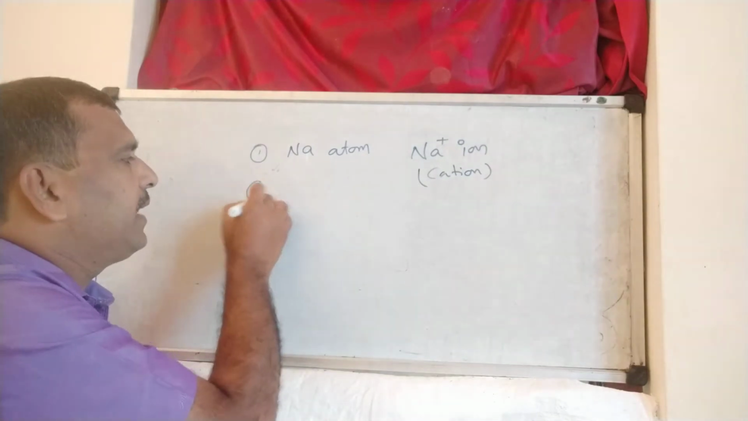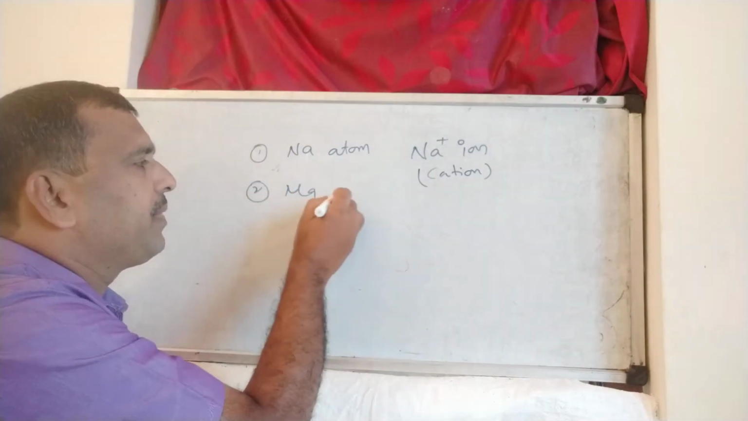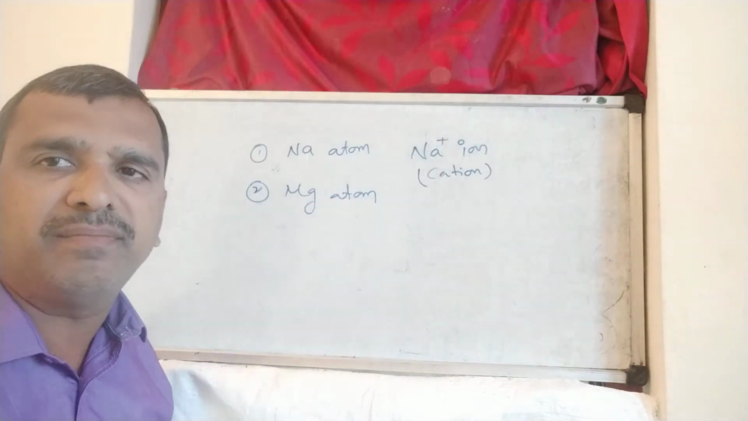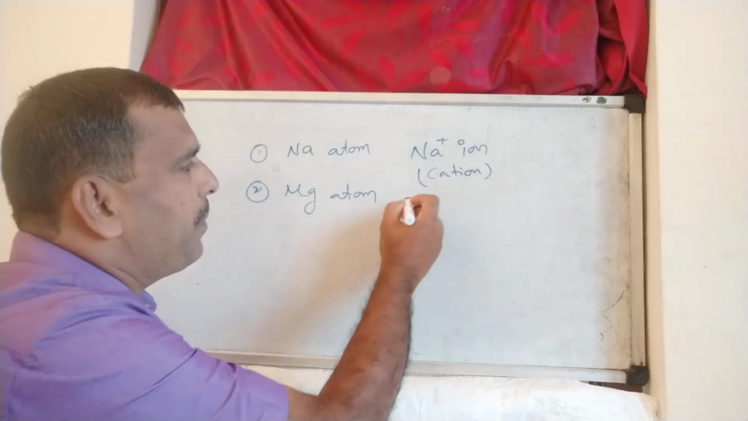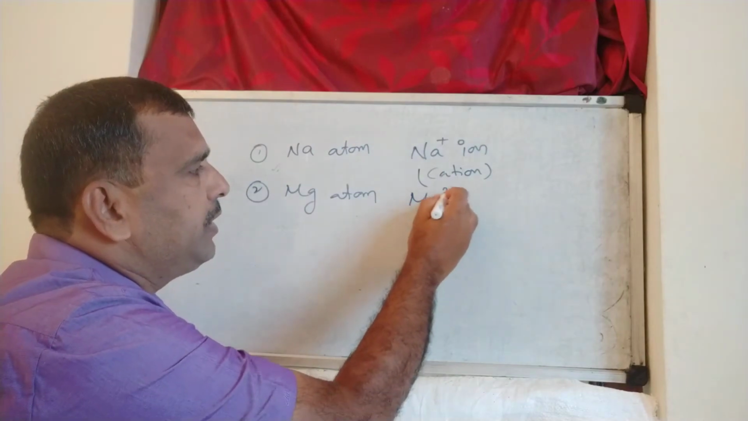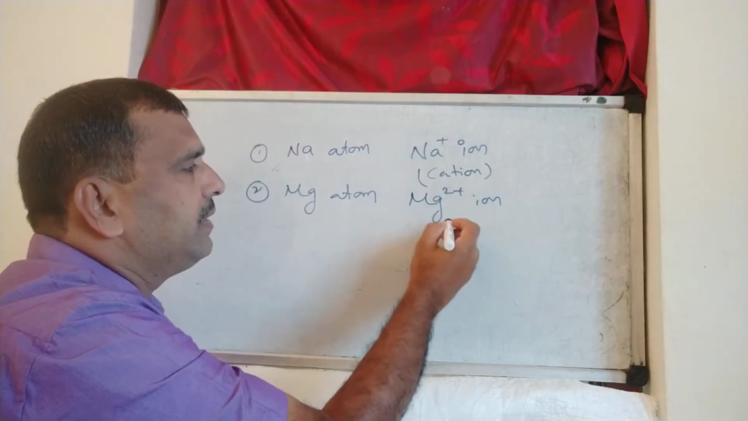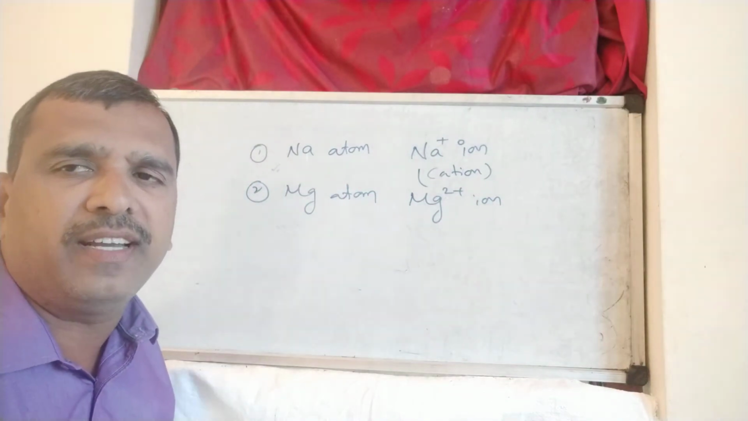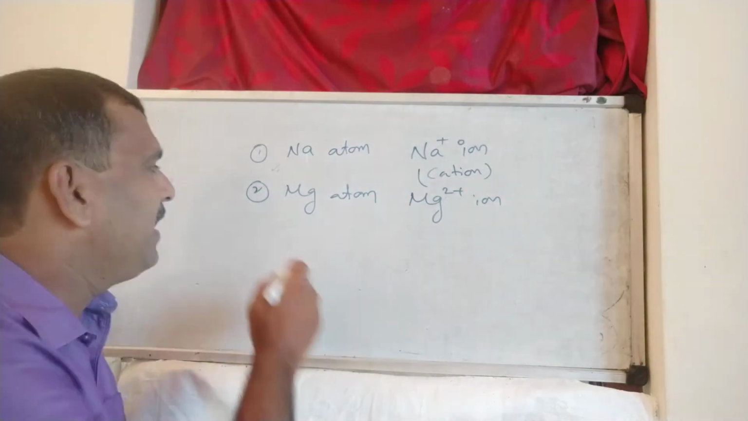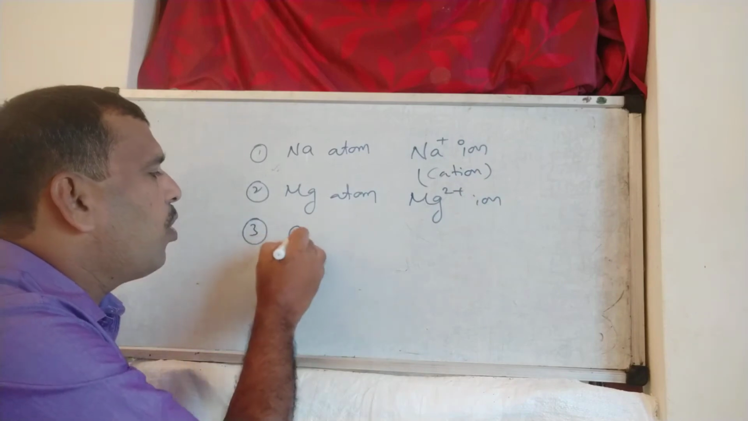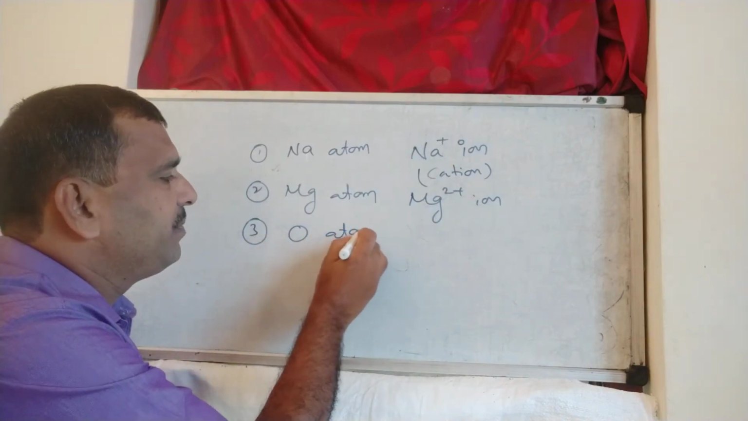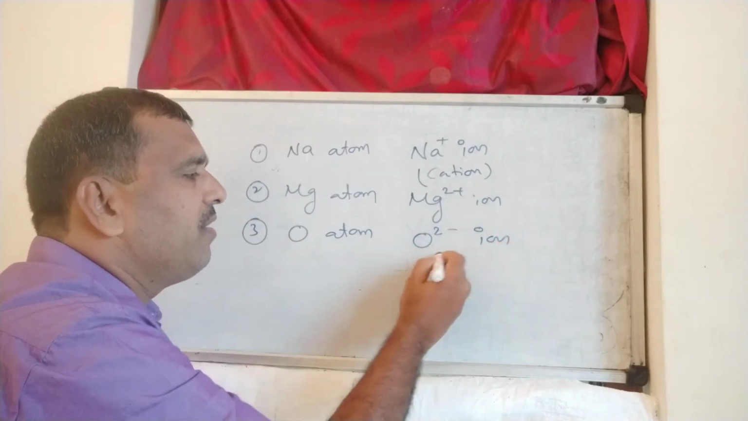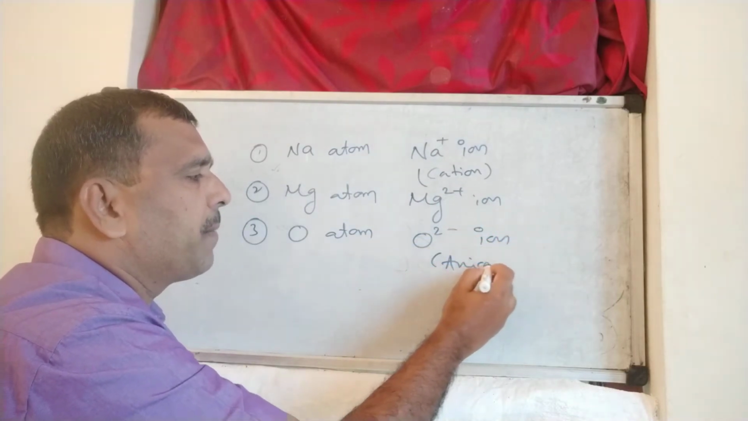Similarly, suppose you take the second one, magnesium. If Mg is there, then you call it an atom. Then Mg2 plus is an ion, and this is a cation. If a positive charge is present, we call it a cation. Then suppose you take an O, oxygen atom. Then O2 minus is an ion, and we call it an anion.